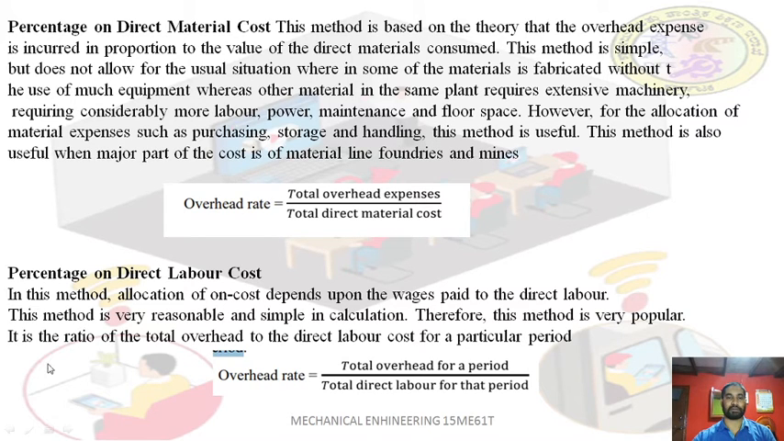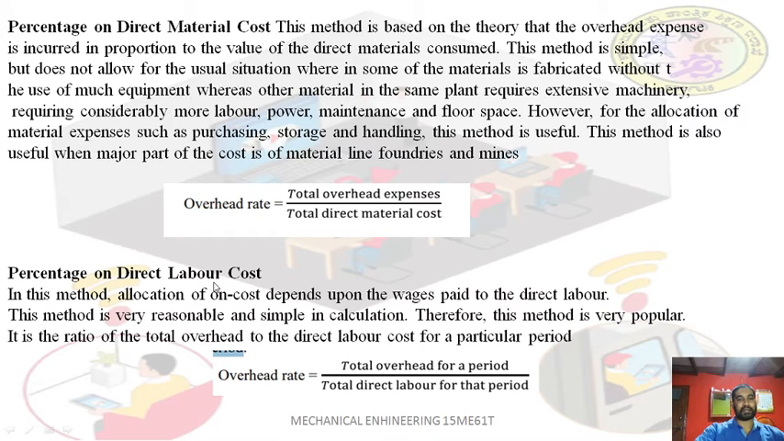So the calculation for percentage on overhead equals total overhead expenses divided by total direct material cost. For example, if the total direct material cost is 1000, then the total overhead expenses is 10 lakh. If you divide that, you will get the overhead rate.